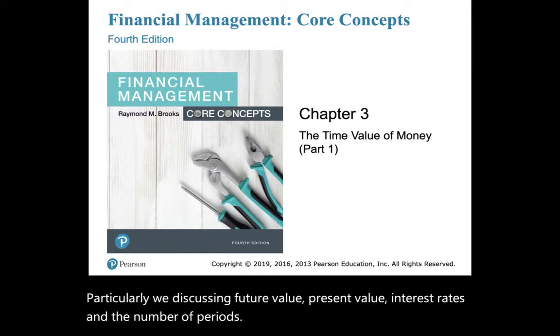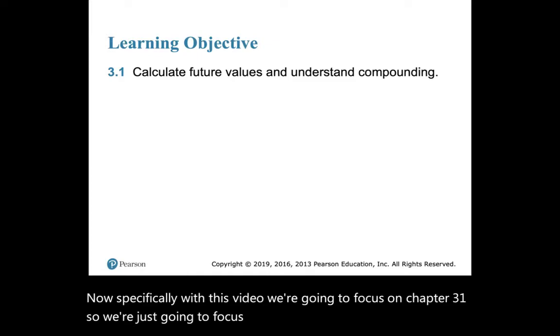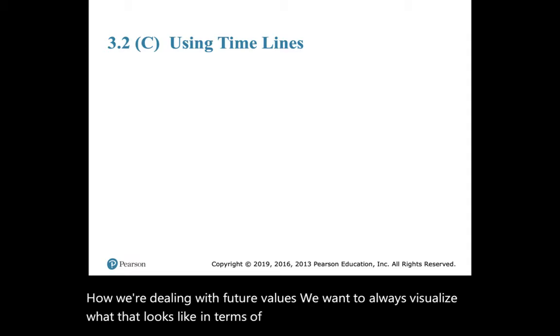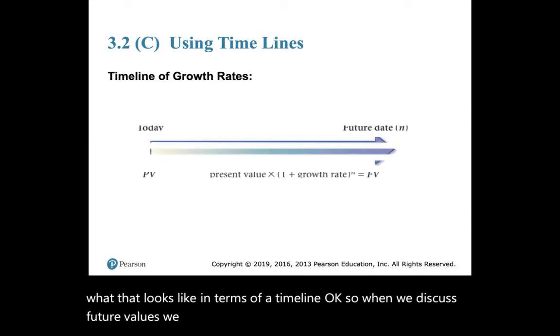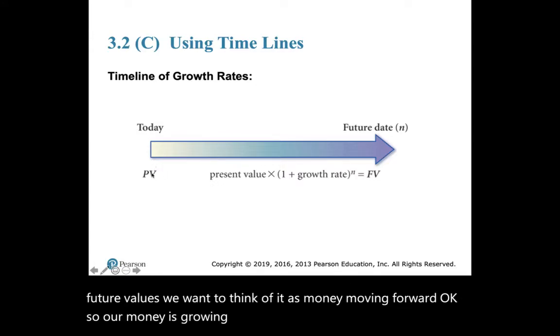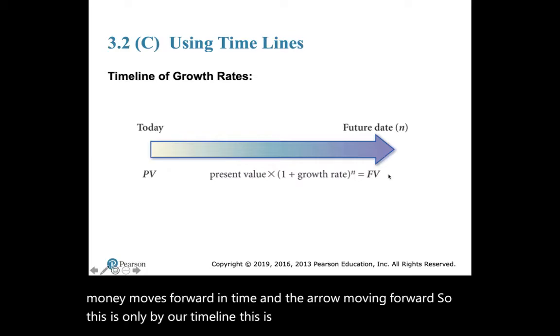Now, specifically with this video, we're going to focus on chapter 3.1. So we're just going to focus on future values. When we're dealing with future values, we want to always visualize what that looks like in terms of a timeline. When we discuss future values, we want to think of it as money moving forward. So our money is growing. We start with our present value and the money moves forward in time, hence the arrow moving forward. So this is what we mean by our timeline. This is what we mean by our future value.